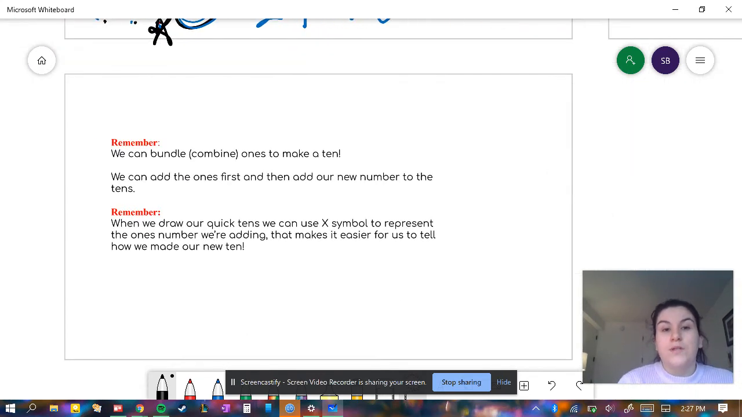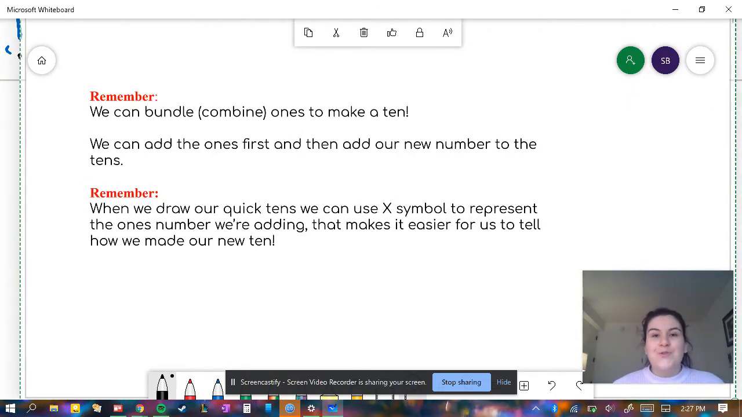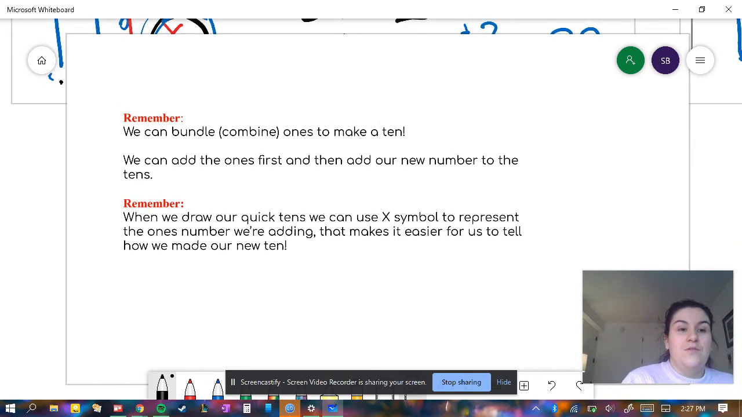Let's go over some points that I want you to remember today when you're trying the problem set on your own before you go off and do it on your own. Here's some points we need to remember. The first one is this. We can bundle or combine ones to make a 10. So important. We can add the ones first and then add our new number to the tens place.